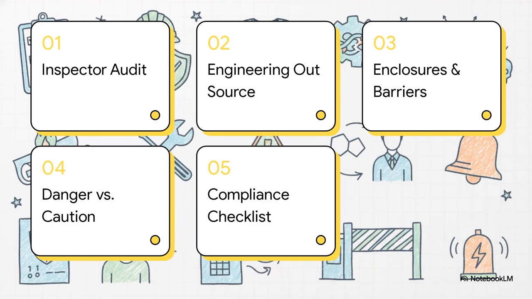Okay, let's dive into this. Here's our clipboard agenda for the walkthrough. First, the safety inspector audit. Second, engineering out the source. Third, enclosures and smart barriers. Fourth, deciphering danger and caution. And finally, number 5, your plant compliance checklist.